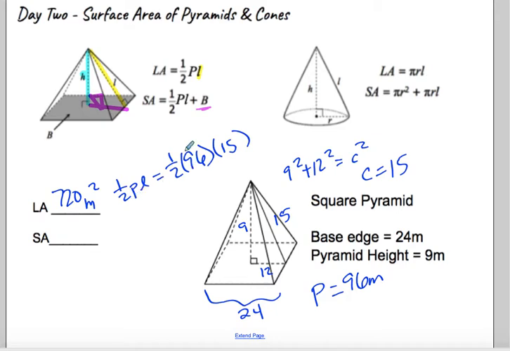So we already have the lateral, that 1/2 PL. That's this part of the formula. We just need to add the base to it. So we're going to take our 720 from our previous answer and add the area of the base. The area of the base, since it's a square and the edge is 24, is going to be to take that 24 and square it. That gives us 576.